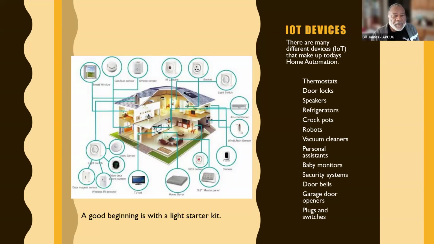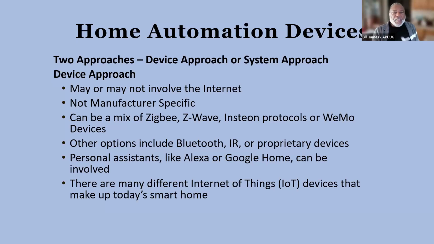And I always tell everyone, if you want to get started with home automation, a good beginning is to start with lights. Automate your lights. There are two approaches to doing this. One is the device approach, and another one is what I refer to as a system approach.